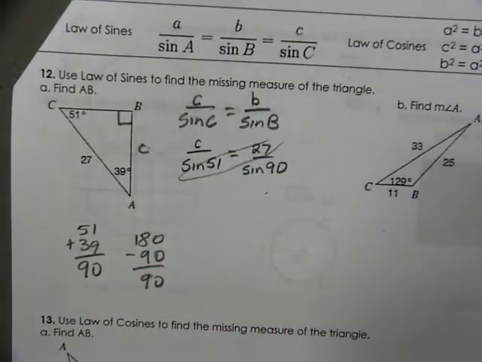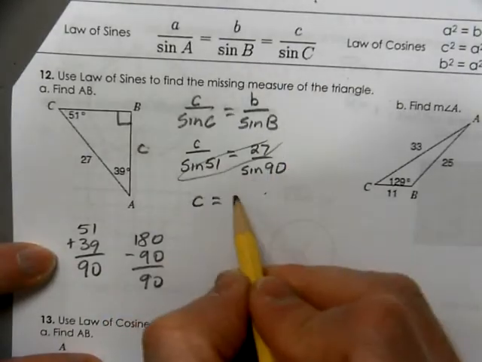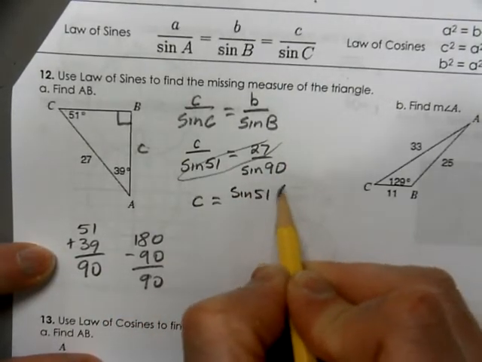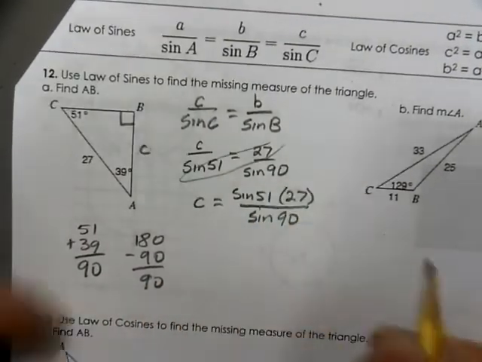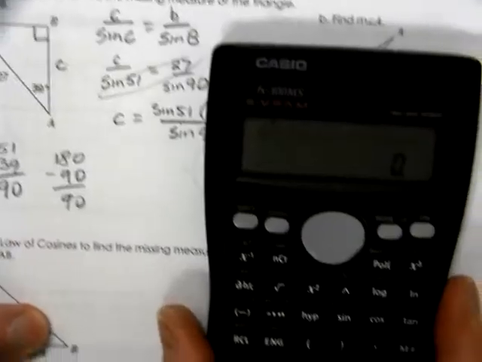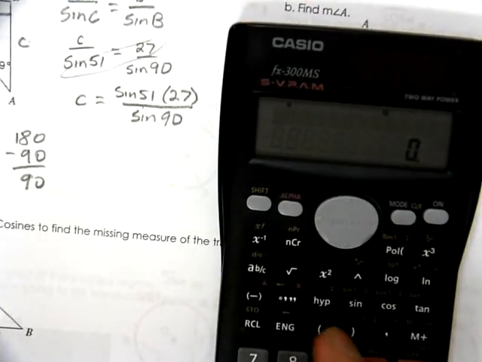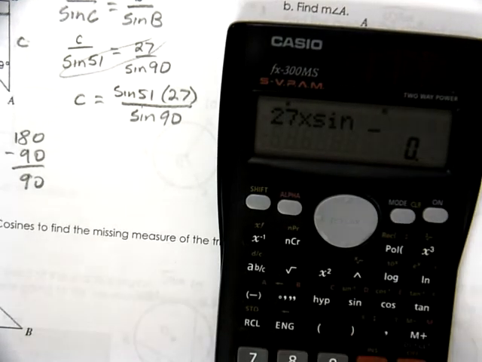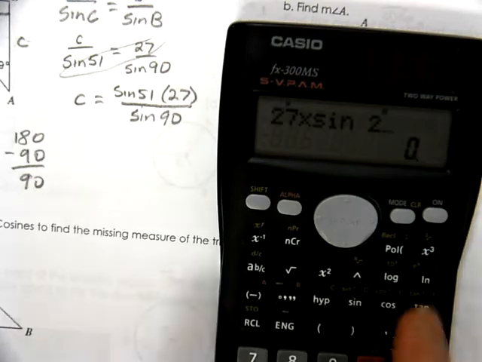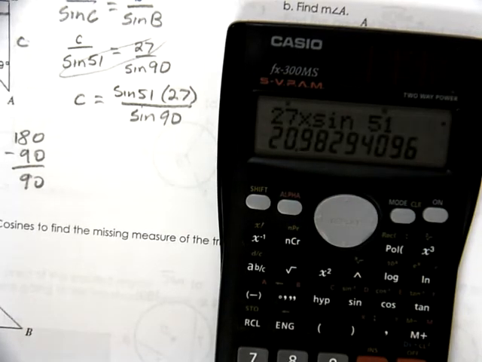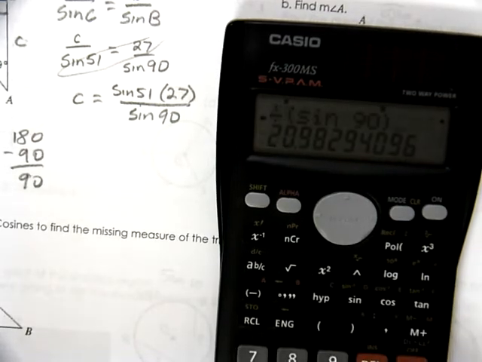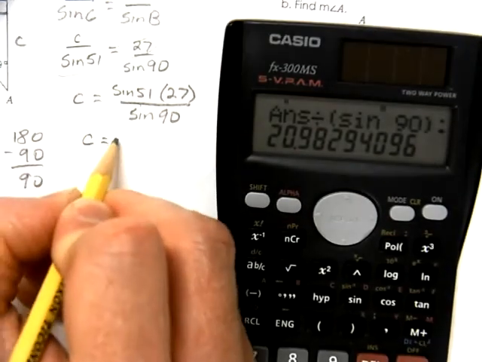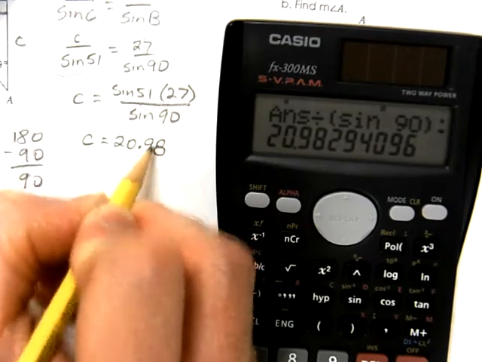We only need to cross multiply one direction because that makes C get by itself already. So we have 27 times the sine of 51. We're going to divide that by the sine of 90, and the sine of 90 is actually the number 1. So C equals 20.98.